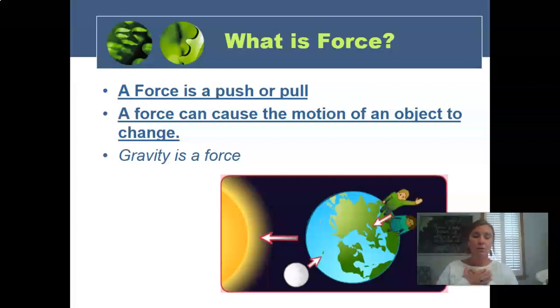You can even think about your body as a system of forces. Your heart is pumping blood all throughout your body, which is causing a force, a push and a pull, back and forth, back and forth. You can also think about your arm: you have a bicep and a tricep, and when you contract and release them, that's a push and a pull. It can cause different types of movements in your body.